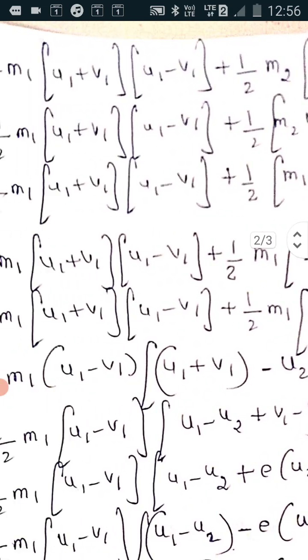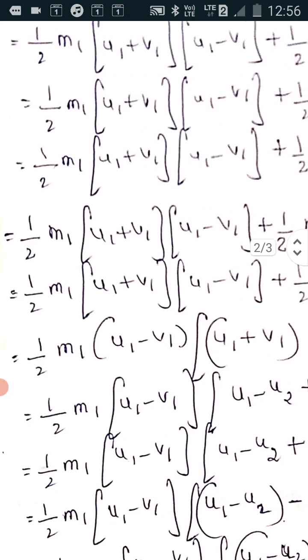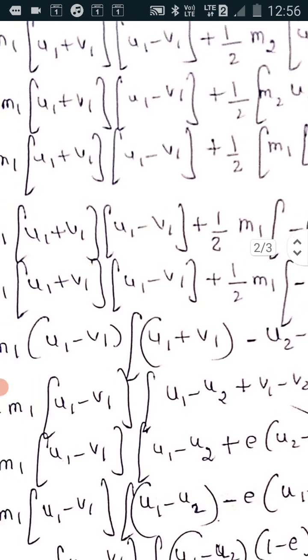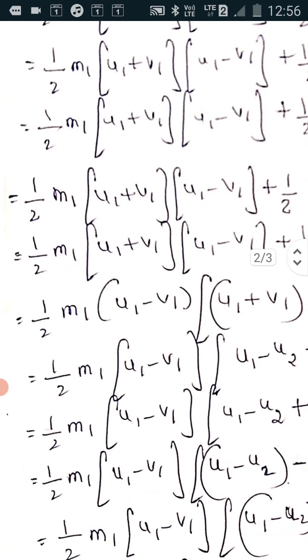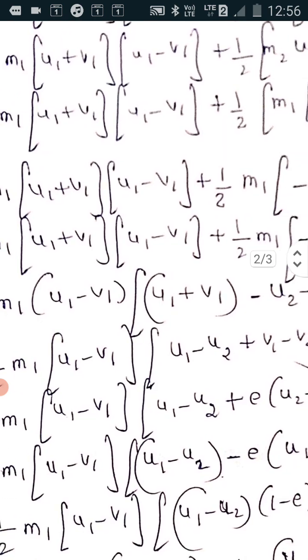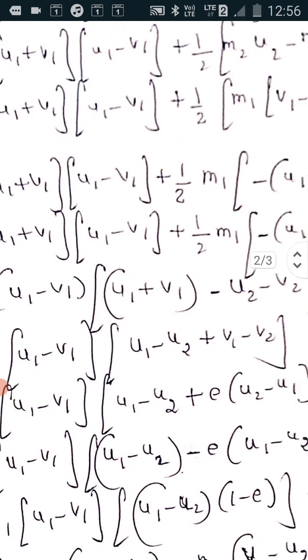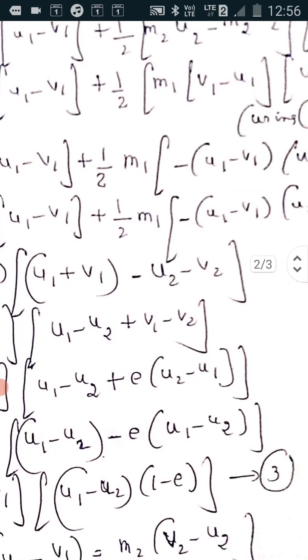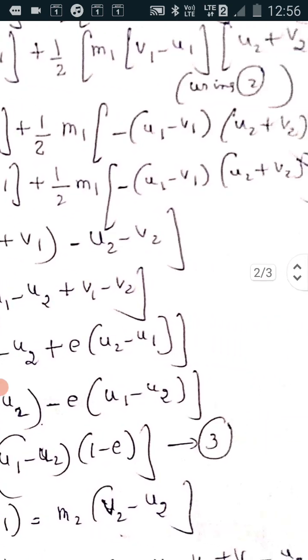And totally for the four terms, now I am taking half m1 into u1 minus v1 outside. So inside the bracket I have u1 plus v1 minus u2 minus v2. And again I am clubbing the first and third term, that is u1 minus u2 plus v1 minus v2.